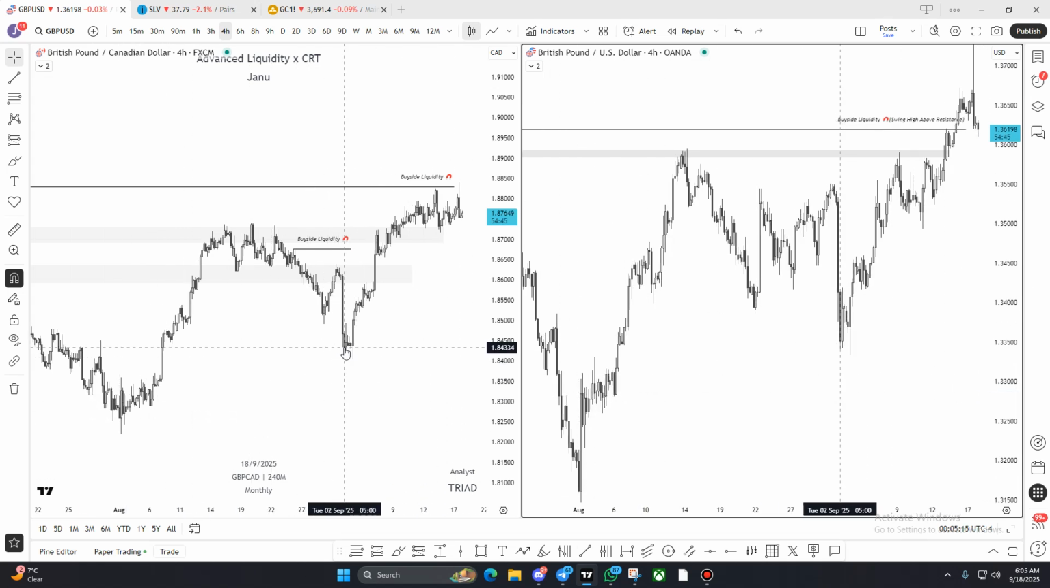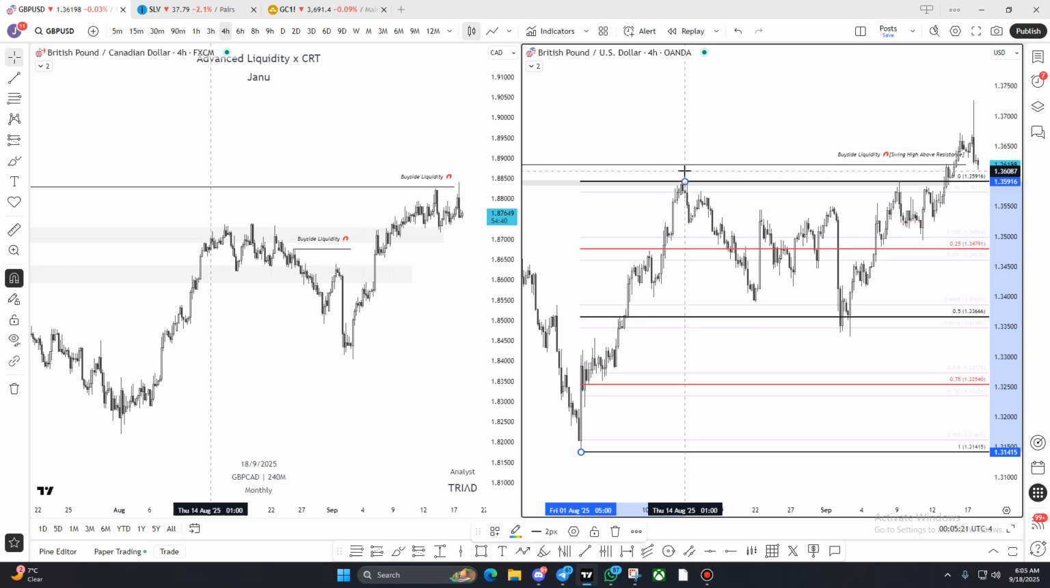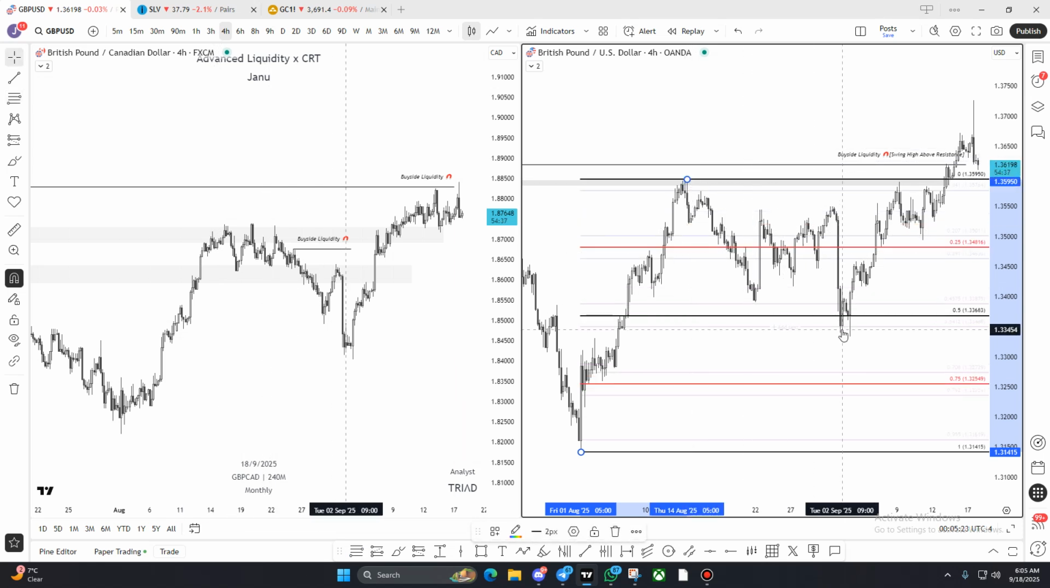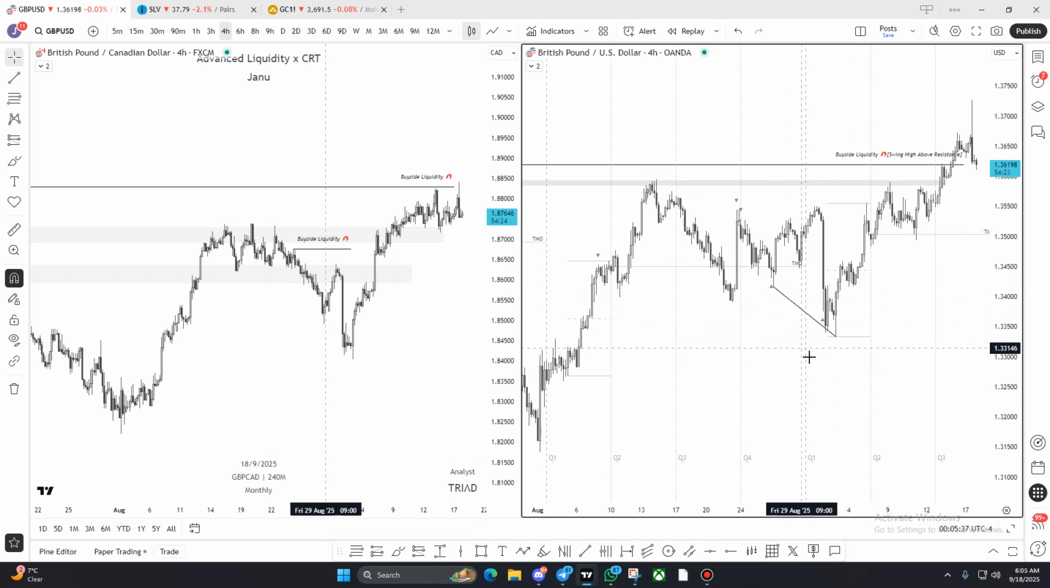At the time of this manipulation, when price hit the 50, GU also came down and hit the 50. And at the same time when it hit the 50, it created SMT with euro. So we'll look at euro now. So just remember this.